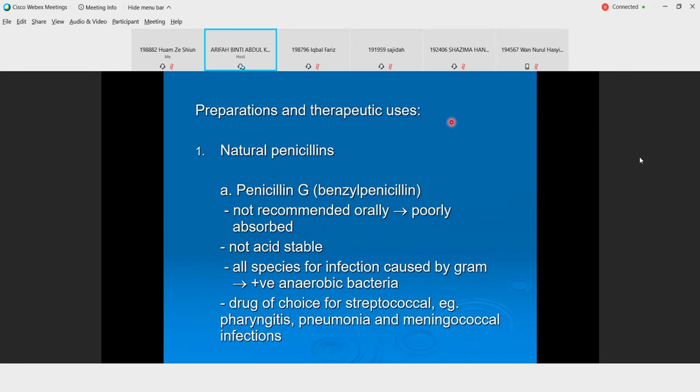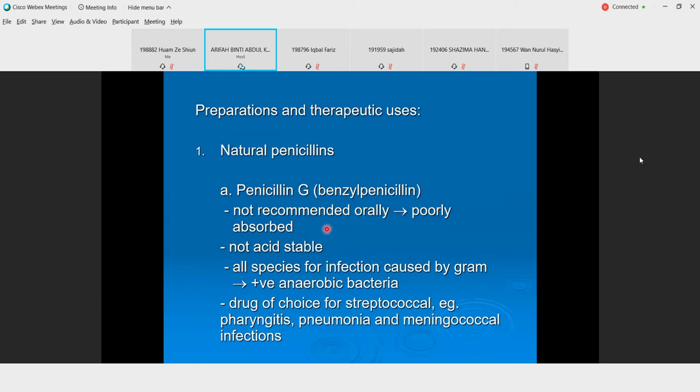Right. We'll look at the classification. What are the common antibacterial drugs of the penicillin group? Firstly, natural penicillins. This one is the oldest group of penicillin. We have penicillin G and penicillin B. Penicillin G is also referred to as benzyl penicillin, according to the molecular structure of the penicillin. It's got a benzyl structure attached to the penicillin molecule.